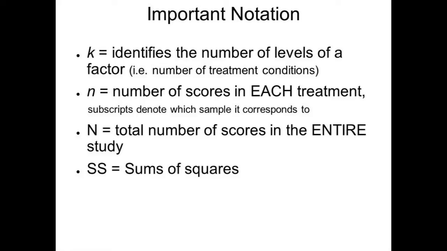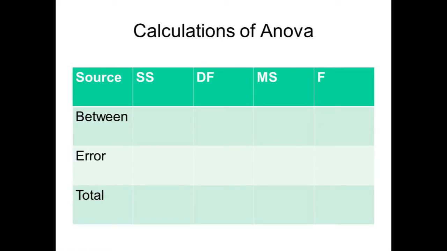Okay, so before we go any further, here's some important notation that we're going to be using. K is going to be the number of levels of a factor, so the number of treatment conditions. If I have 3 groups, then K equals 3. N, lowercase n, is the number of scores in each treatment. So if I have 10 people in each group, n would be 10. And big N is the number of scores in the entire study. So if I have 3 groups, so K equals 3, and 10 people in each group, so little n equals 10, then big N would equal 30. And then SS just means the sums of squares, and I'll explain what that is in a second.